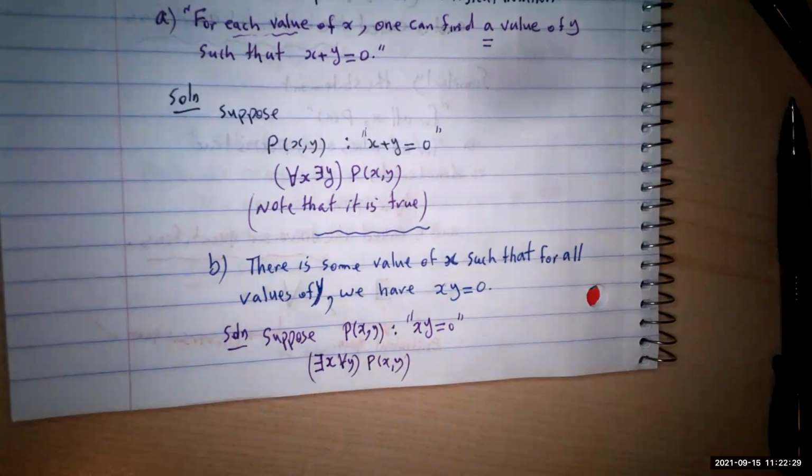There is some value of x means there exists x, such that for all y, P(x, y) is going to be true. So there is a special number, if you like, that satisfies this condition: if you multiply it by any other number, the result would be 0. Any question? Is it true or false?